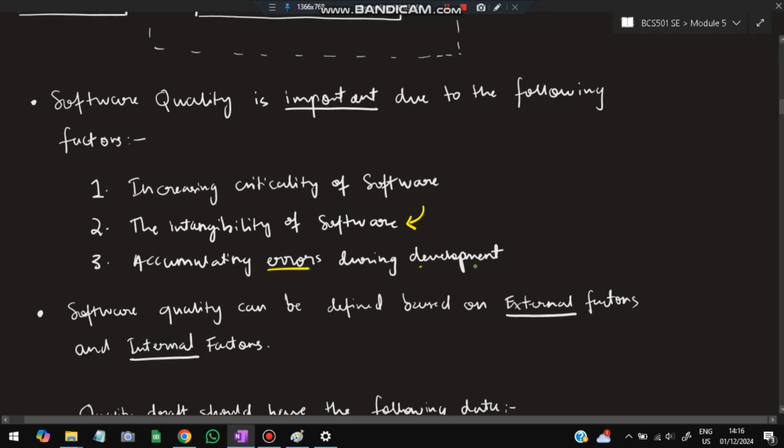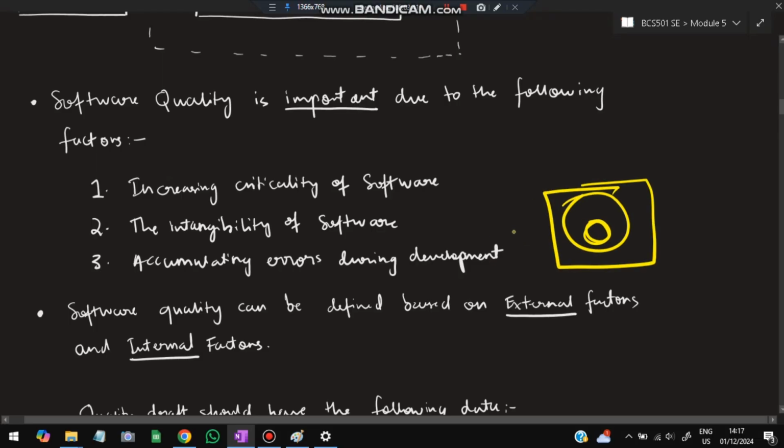Accumulating errors during development. See, if the error is caught during the early stage, it can be fixed easily. If the error is not caught in the early stage due to lack of quality checks, what will happen is the project will be developed. After that the error will be found and we have to rework all of this. It will be a waste of time and effort. So earlier we need to catch the errors. For that, quality checks need to be implemented.